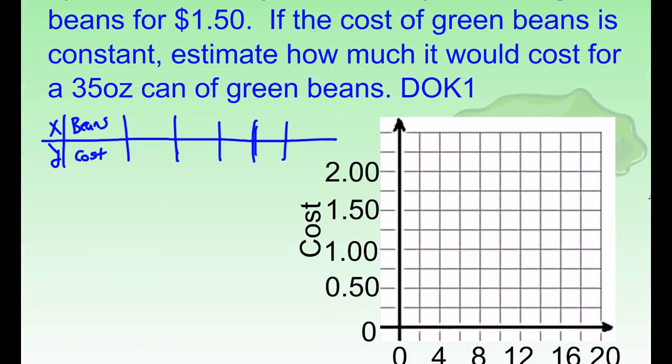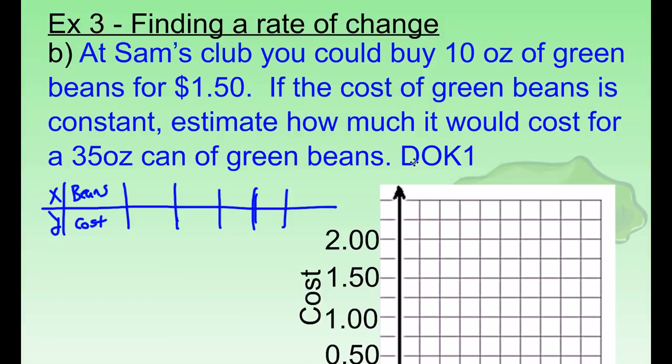So let's see here. If we just put in, say, like, I don't know. Well, we know it says here 10 ounces is this much. So I can even just plug that in. I know 10 ounces is $1.50.